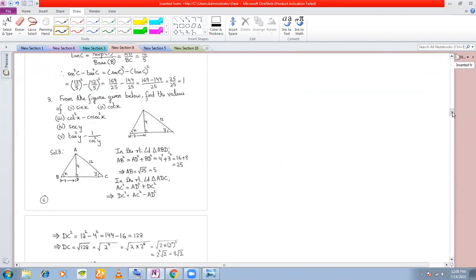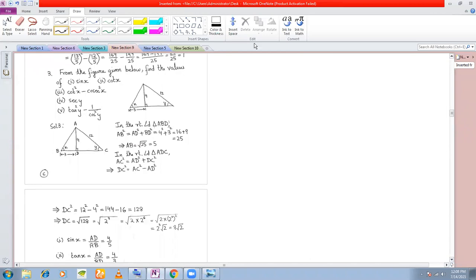Moving on to the next question. A triangle is given here.